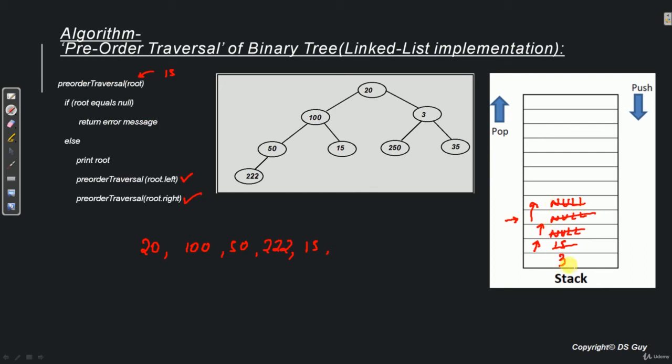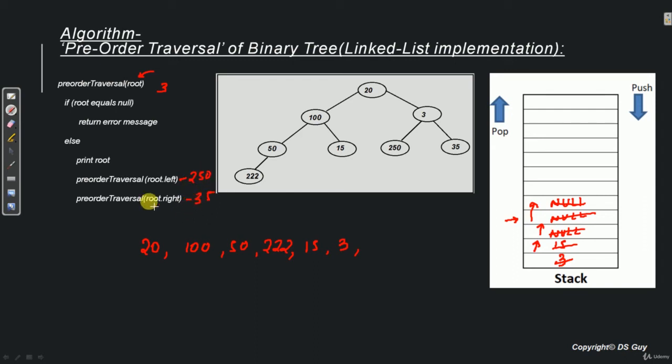Now what is there in the stack? 3. So it will pop out 3 from the stack and say the value of root is 3 right now. If root equals null, no, else print root. So it will print root, which is 3. Pre-order traversal root.left. Now what is root.left? Root.left is 250 and root.right is 35.